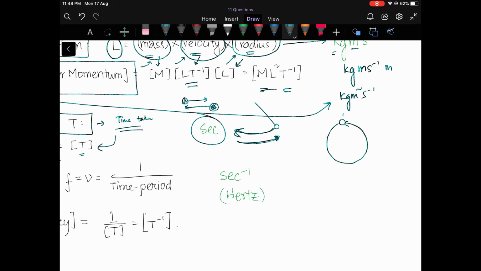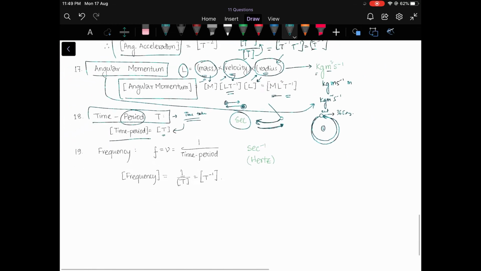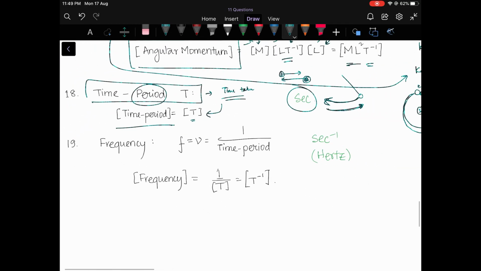Suppose we have the Earth moving around the sun and taking a certain time to complete one revolution; that is called the time period of the Earth, and that, we know, is 365 days. So time period is a quantity which we talk about for repetitive motions. You're repeating your motion, and how much time the motion takes to repeat is what is known as the time period. That's why it has seconds as a unit and T as the dimension.